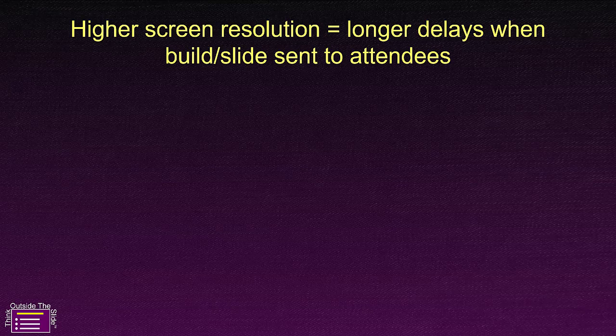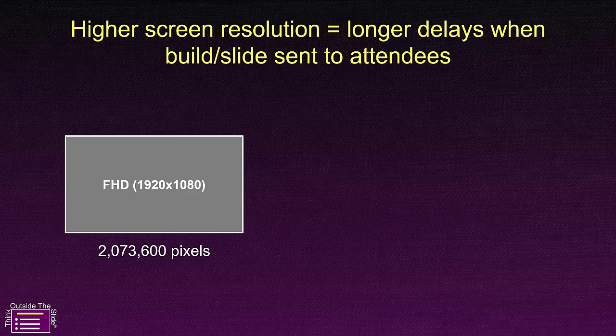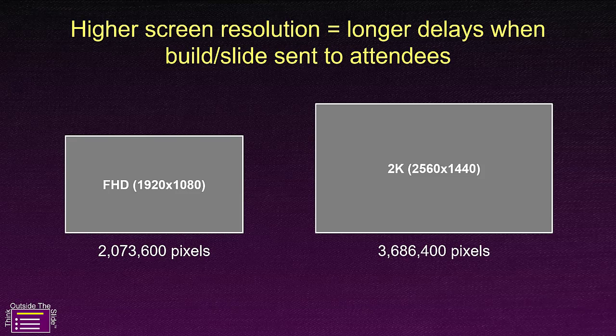When you're selecting which screen you want to show the slideshow on, be aware that the resolution of the screen may impact the experience your audience has. A higher resolution screen will take longer for the meeting platform to take from your computer and display to your attendees. So for example, if you have a typical, what's known as a full HD screen, the resolution is 1920 by 1080, and you compare that to a, again, popular 2K screen. Many people use these screens these days to work on. Its resolution is 2560 by 1440.